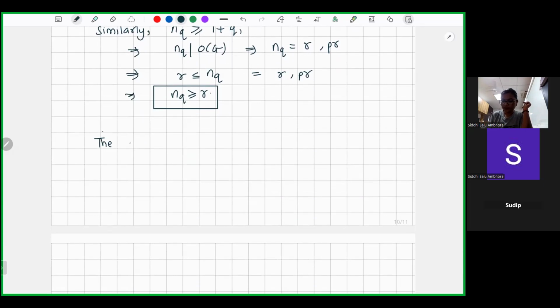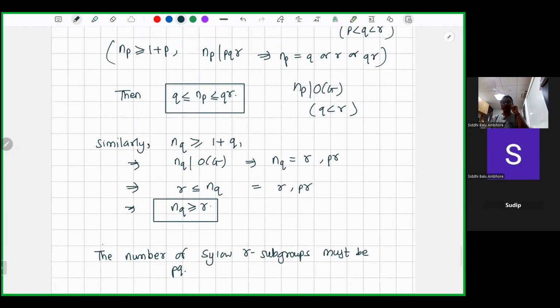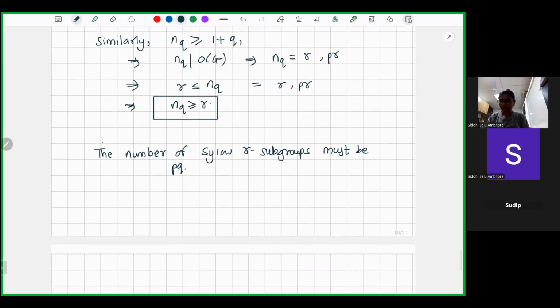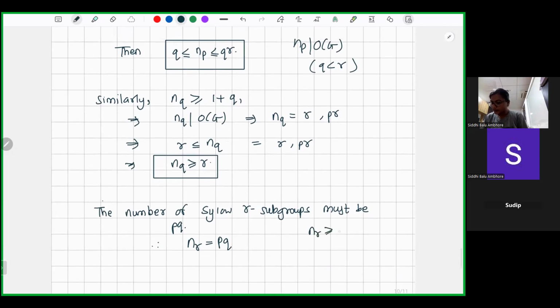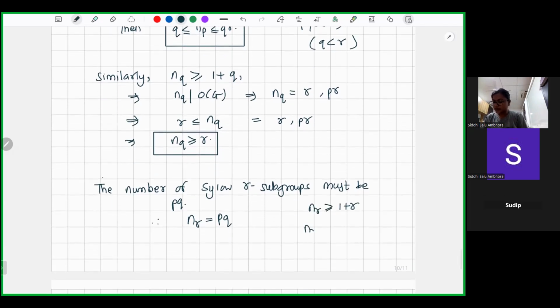And the number of Sylow R subgroups must be PQ. This is the only option possible, because again here NQ, so therefore NR is PQ, because NR is greater than or equal to 1 plus R, and this NR also divides the order of G, that is PQR. So the only possibility is this PQR.